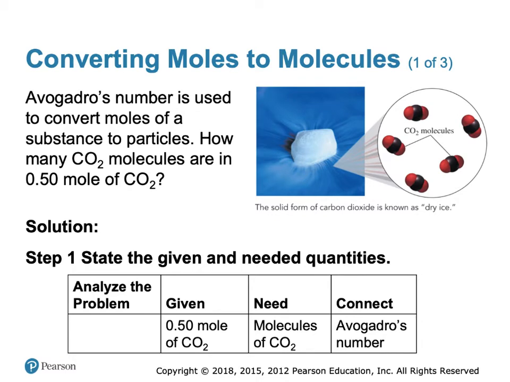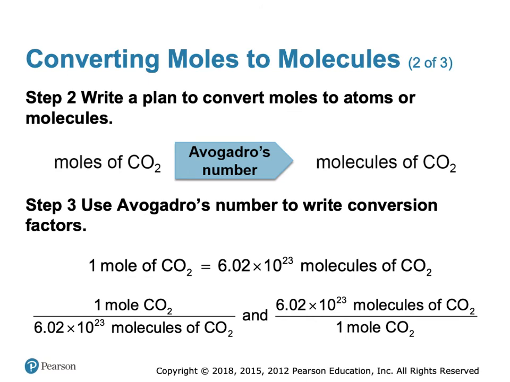So the question asks, how many CO2 molecules are in half a mole of CO2? So we're given half a mole, we need to find out how many molecules this is, and we know our conversion factor. So we can say that 1 mole of carbon dioxide is 6.02 times 10 to the 23 molecules of carbon dioxide, and 6.02 times 10 to the 23 molecules of carbon dioxide is to 1 mole.